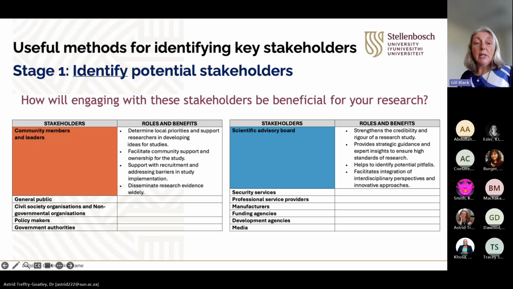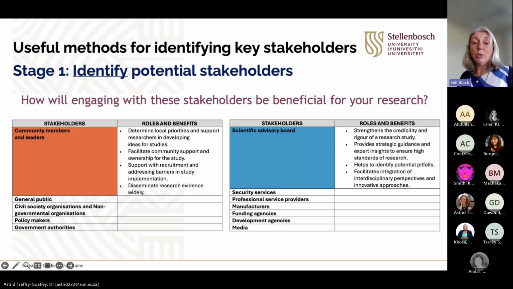So the examples of stakeholders here are, again, drawn from the previous diagram that we looked at: general public, civil society, policymakers, government authorities, security services. Perhaps you're working in dangerous areas. Perhaps you need to think about having security services as stakeholders in your research process, service providers, manufacturers, funding agencies, and so on. And so this is how to think really quite in depth about who your stakeholders are, and also to think about how your research is going to benefit from having this array of stakeholders involved in your study or engaged in your study.